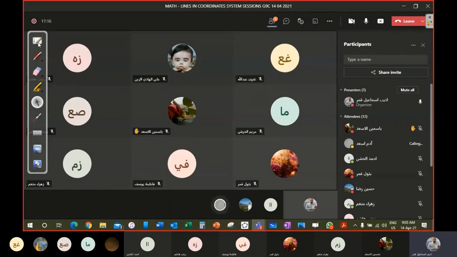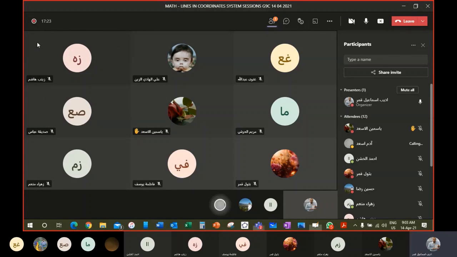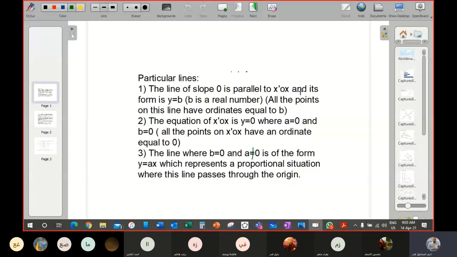In this period we are going to continue explanations and applications about lines and the coordinate system, starting from the particular lines as we explained yesterday.